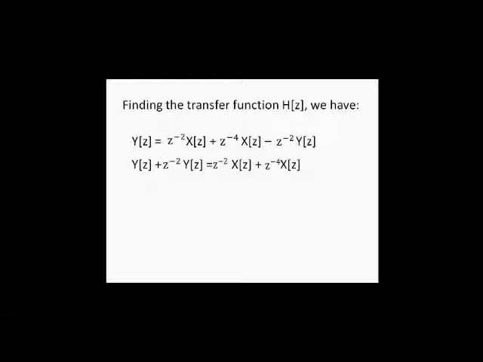Finding the transfer function H[z], we have Y[z] = z^-2 X[z] + z^-4 X[z] - z^-2 Y[z]. Then Y[z] + z^-2 Y[z] = z^-2 X[z] + z^-4 X[z]. Y[z] times the quantity of 1 + z^-2 is equal to X[z] times the quantity of z^-2 + z^-4.